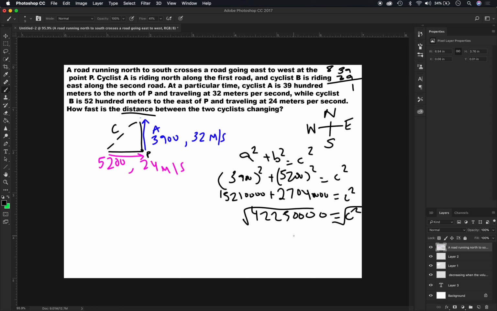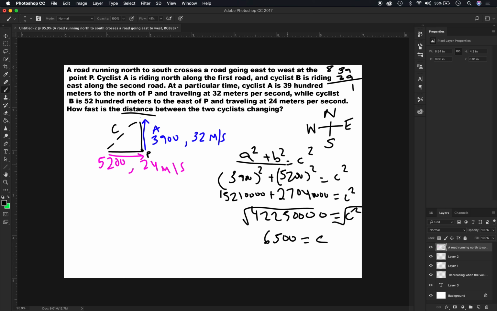Didn't come up. Maybe I have to write square root. Square root. Can you just tell me, Google? Can you just let me know what it is? Okay, its square root is 6,500. That's our C. Lovely.